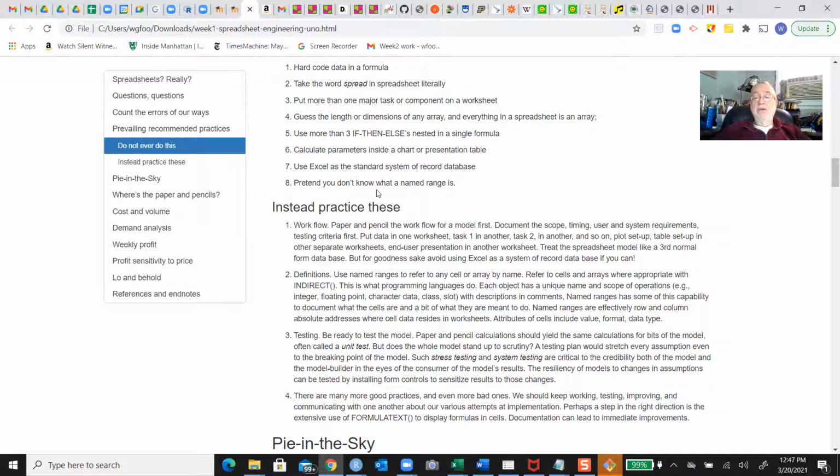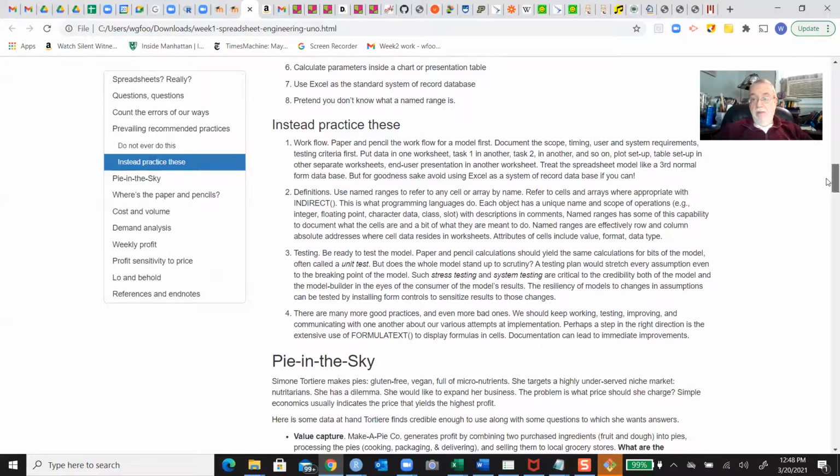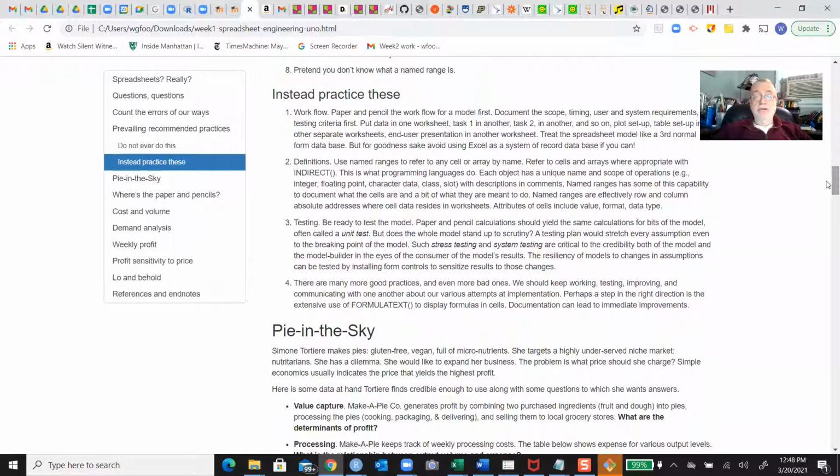And don't ever pretend you don't know what a named range is. If you don't know what it is, look it up immediately so you can never violate 8. All right, named ranges are our savior in everything. We name variables in all programming languages for this reason. We don't want arrays of information to be confusing to the instructions we're giving to our modeling robots. These are just robots. That's all they are. They have no innate intelligence. Any so-called intelligence is the programming we put into them.